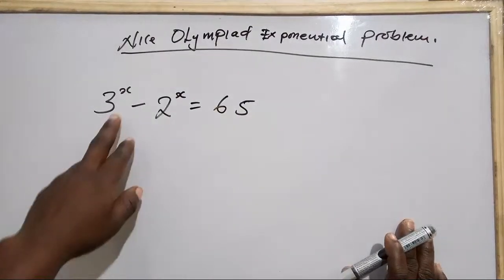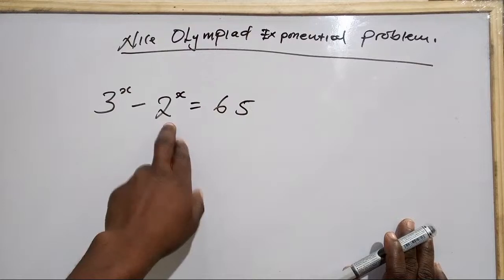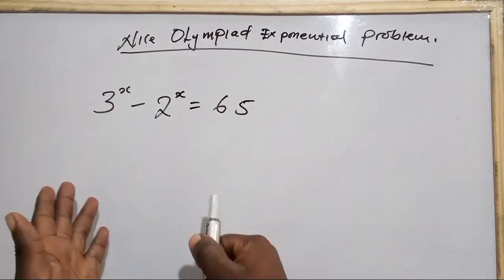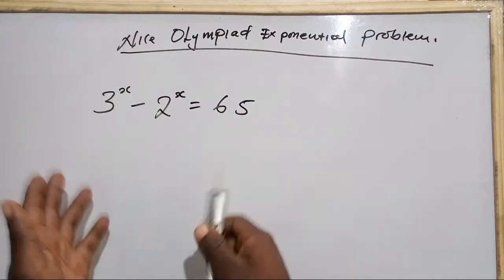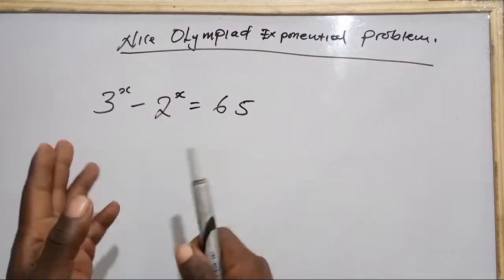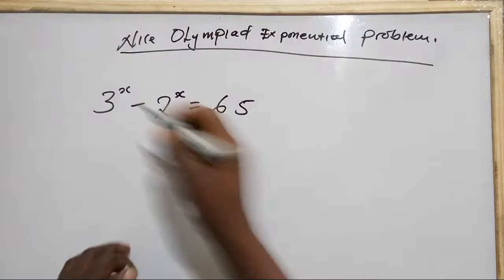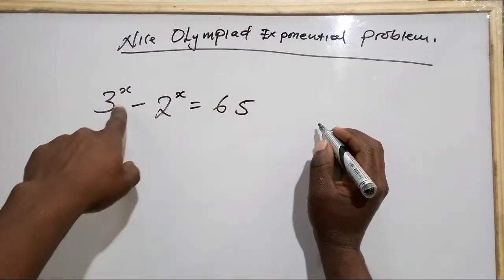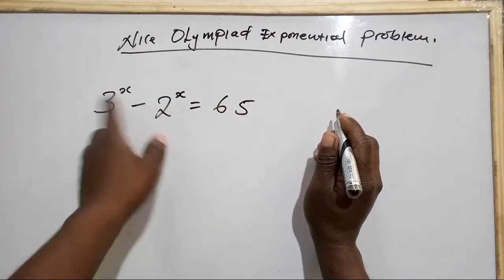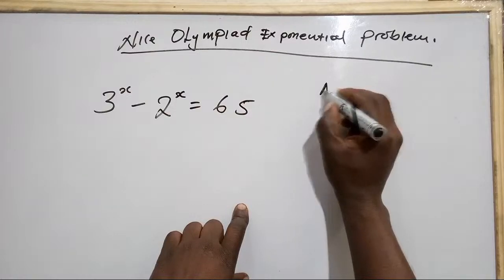Problem: we have 3 to the power x minus 2 to the power x equals 65. This is an exponential equation. It is easy to solve by assumption, but we are not here for assumption. Let's try to see by assumption. By assumption, we can plug in any number. We can use trial and error with these powers.